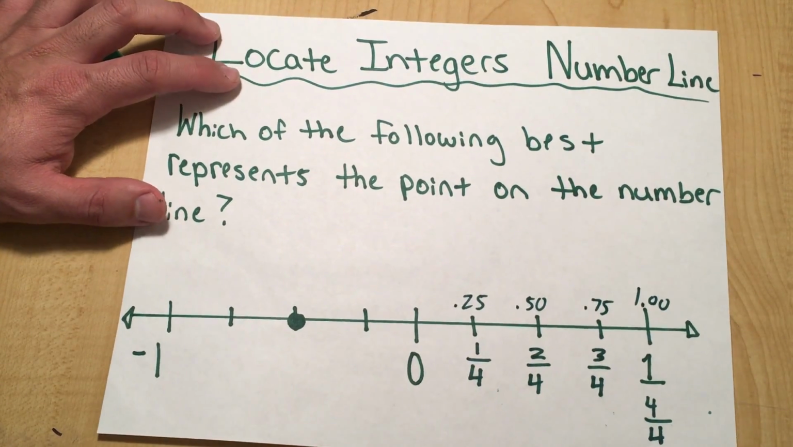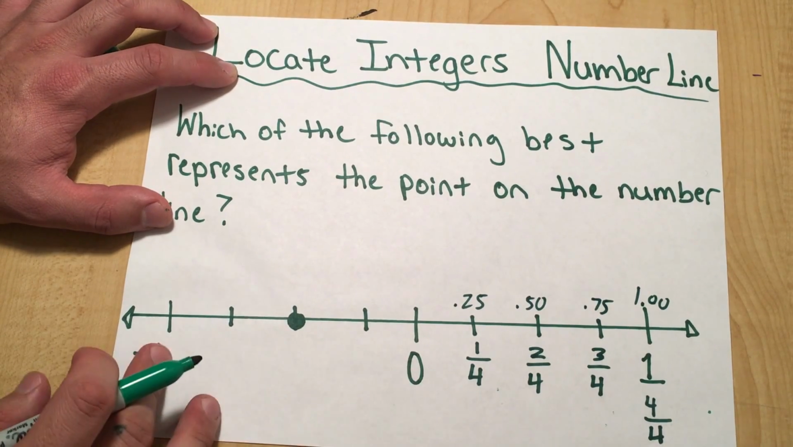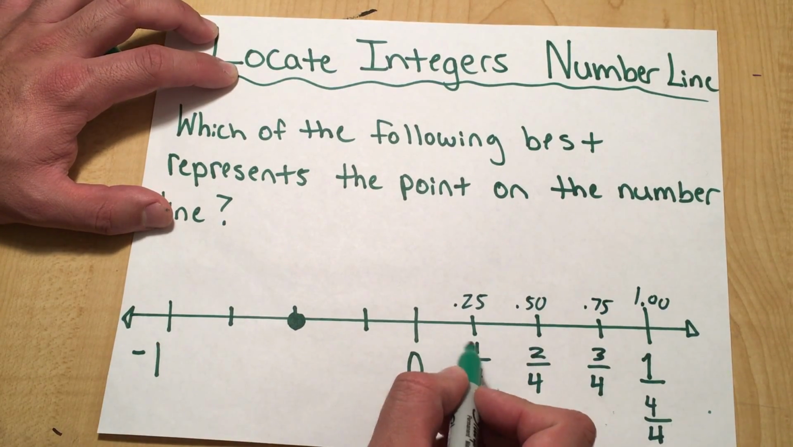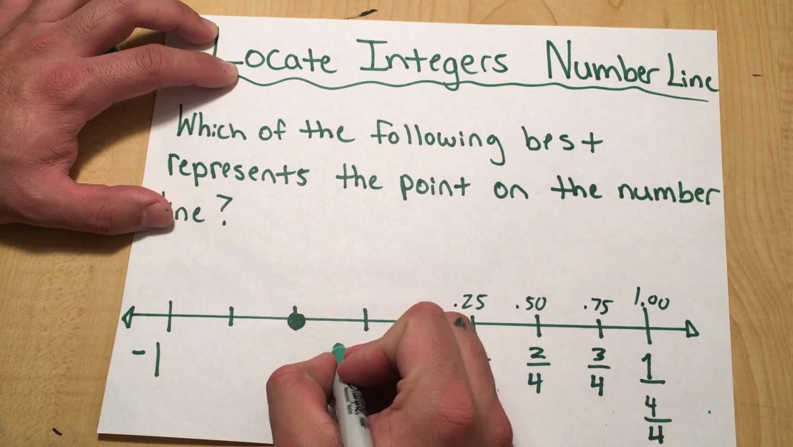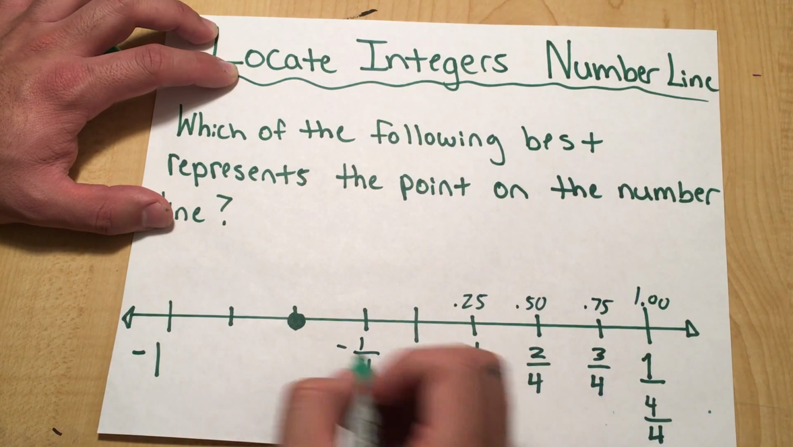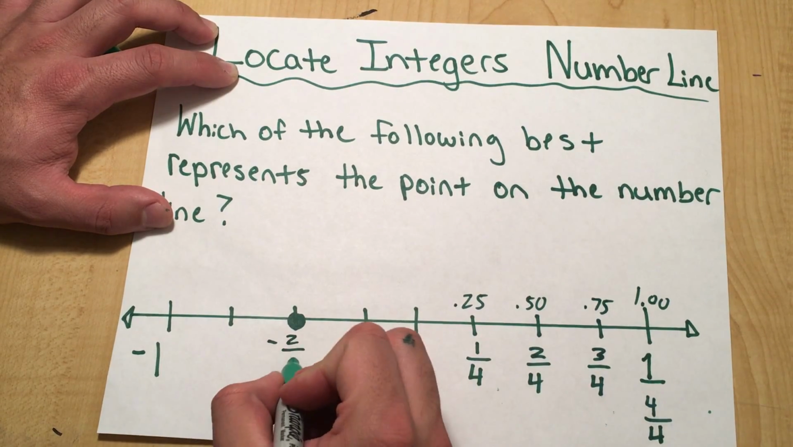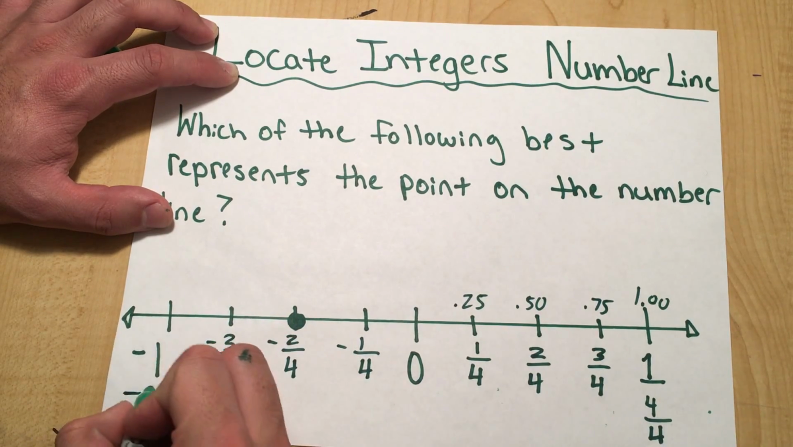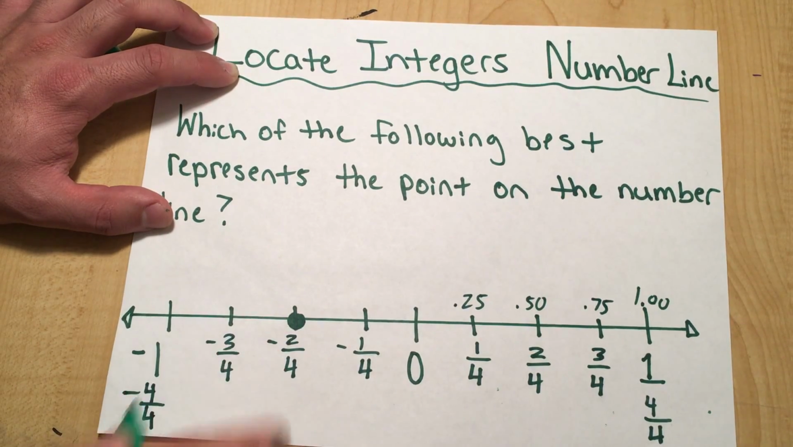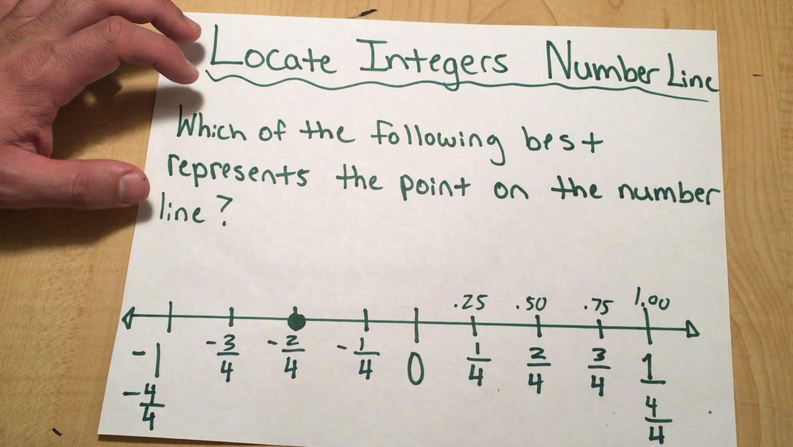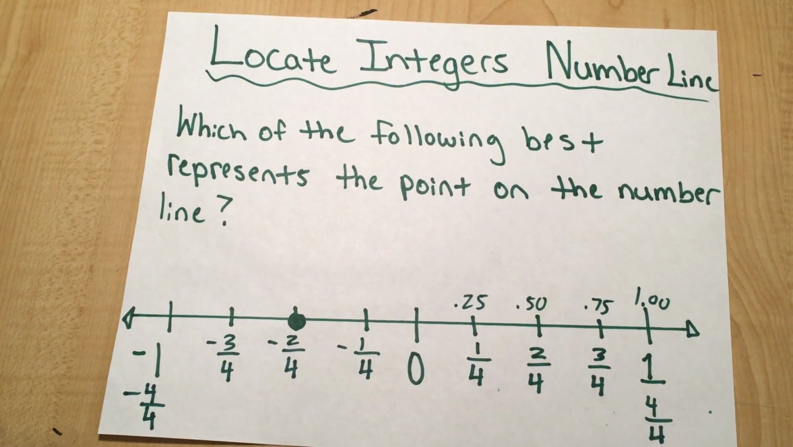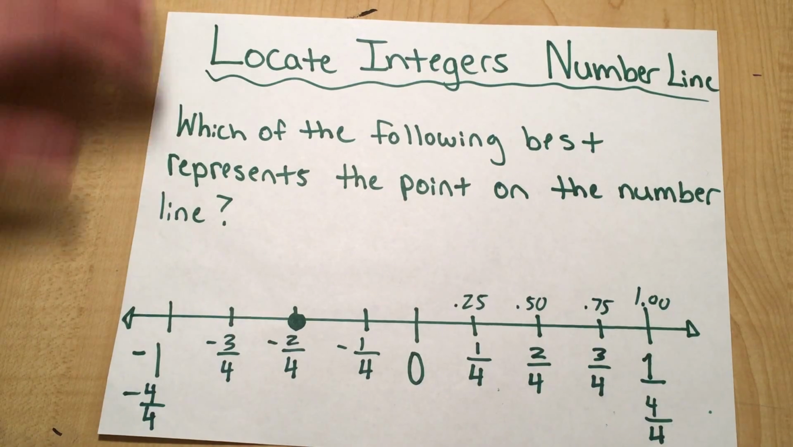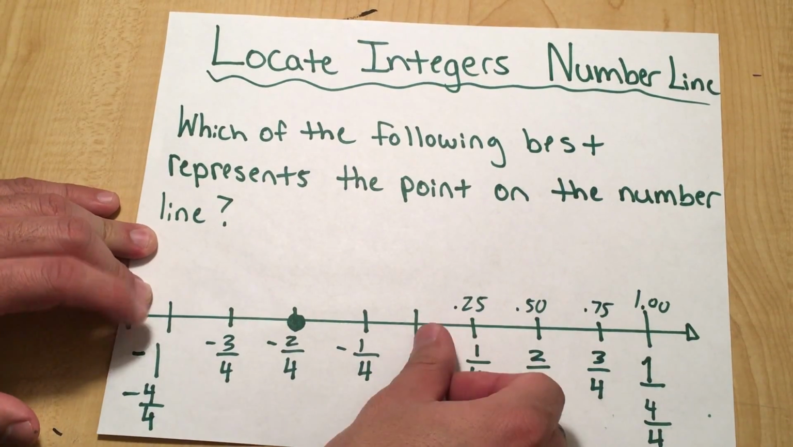Okay? Now, if we're moving to the left of the 0, if this is 1/4, then the opposite would be -1/4. And this would be -2/4. So it'd be -3/4, then -4/4, or -1. And again, I just want you guys to notice that even to the left of the 0, we have 4 equal spaces in between our whole numbers 0 and 1.